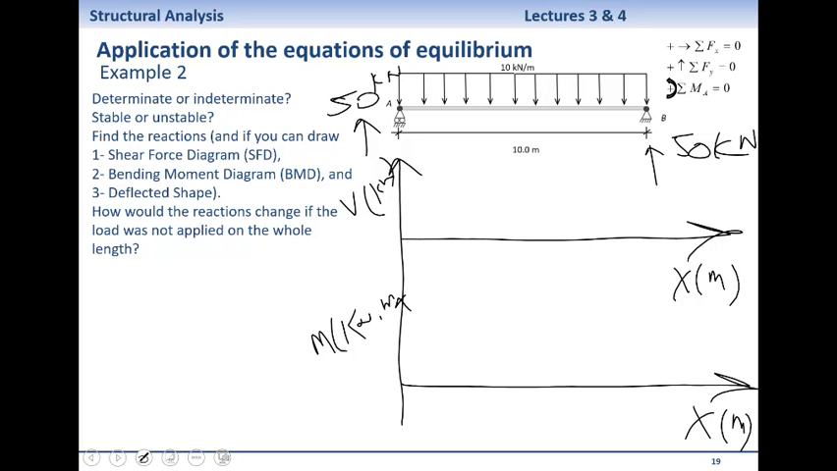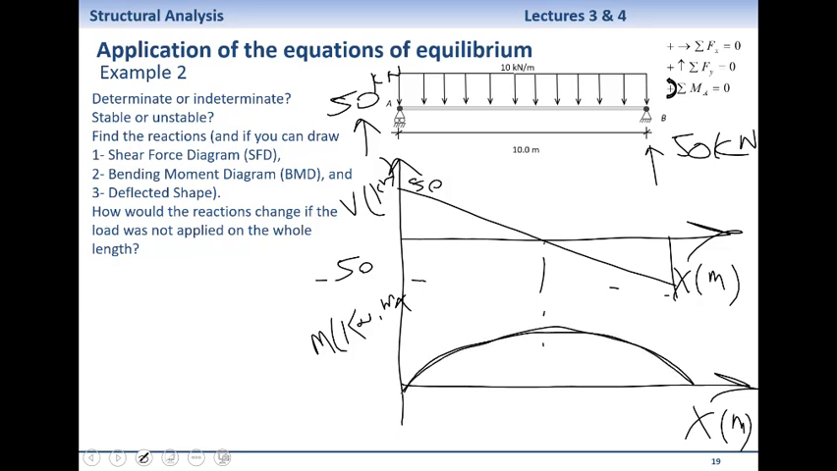But in this case, the shear force diagram will look like this, starting from 50, linearly decreasing to negative 50, and your bending moment diagram will be a parabolic shape, starting from 0, ending at 0, and the bending moment will be 50 times 5 divided by 2. So that would be 125.